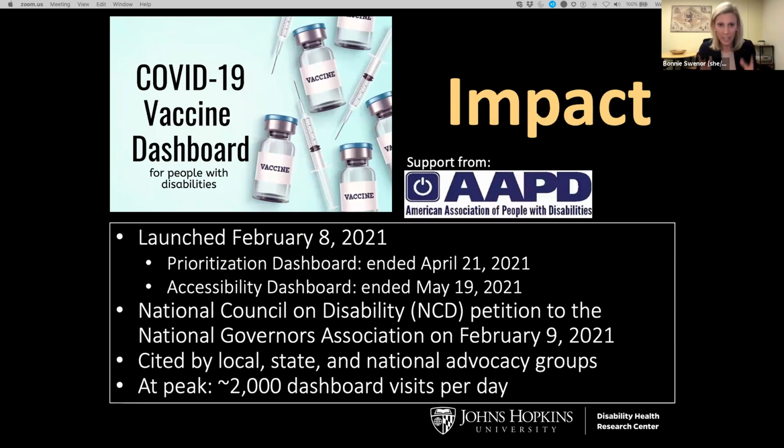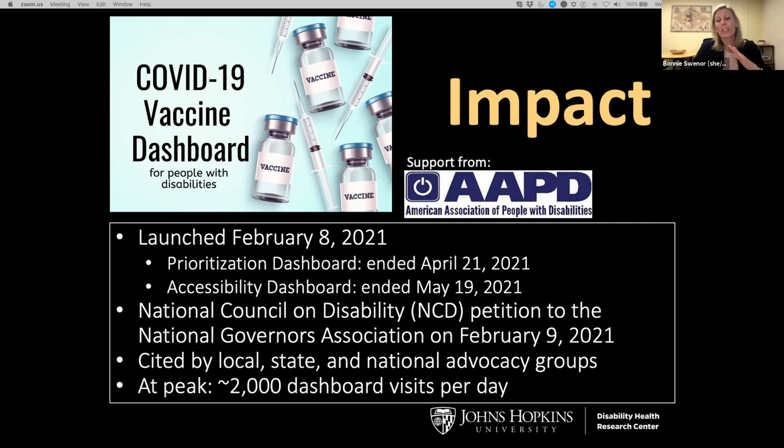So we launched our initial dashboard on prioritization on February 8th, 2021. This admittedly was in part motivated by an outstanding undergraduate student that I was working with, Sabrina Epstein, who had noted that there was a discrepancy in the vaccine prioritization across states as she was trying to register her grandfather for a vaccine. I don't know what my expectations were for the project, but they certainly were exceeded. So we've now ended this project. We ended our prioritization on April 12th and the accessibility dashboard on May 19th.